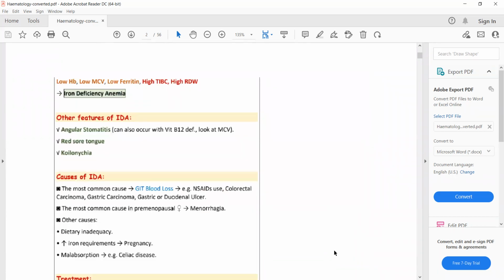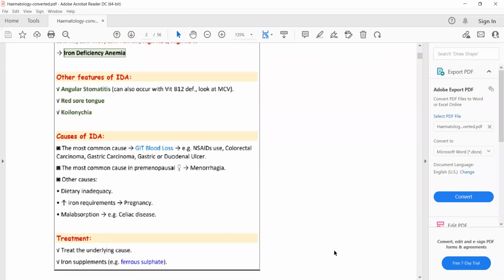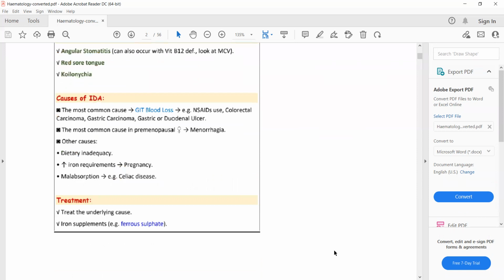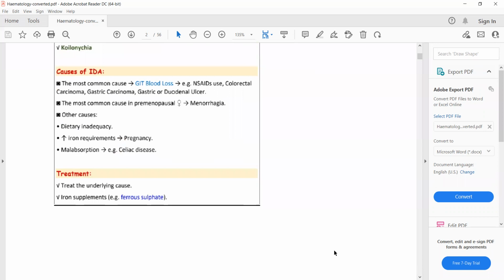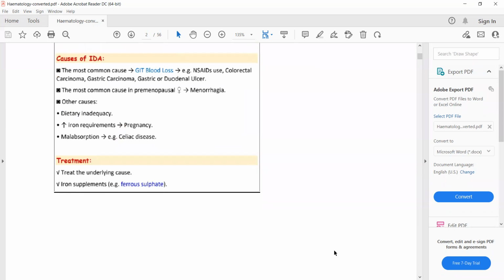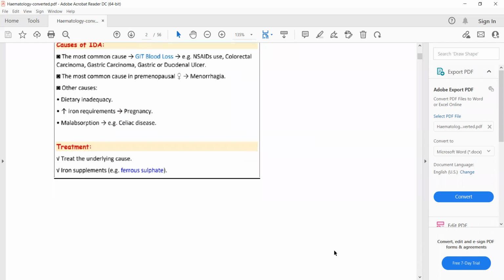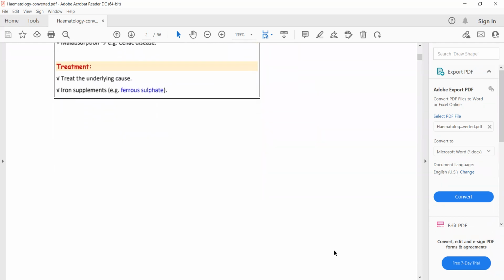So the lab findings of iron deficiency anemia are low HB, low MCV, low ferritin, high TIBC, and high red blood cell distribution width. And the deficiency of iron can be caused by chronic blood loss. It can be caused by increased requirements such as in pregnancy, and it can be caused by malabsorption such as celiac disease.